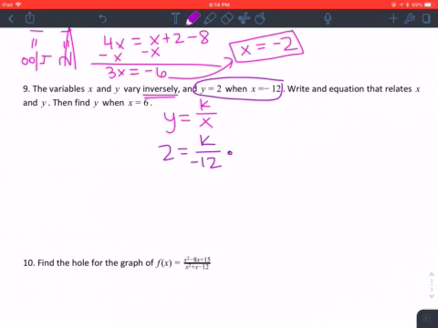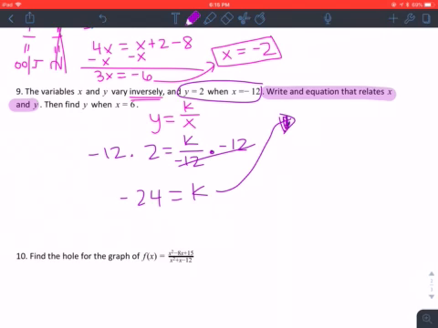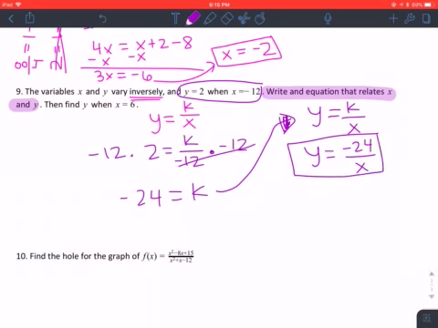Now we just solve for k. Get rid of your denominator by multiplying by -12, I apologize. So we get -24 is equal to k. And I'm not done, because this is asking me to write an equation that relates x and y. So I need an equation that has x and y in it, starting with our y equals k over x, but now we know what k is, so we're going to plug that in. So this is the equation that relates x and y.